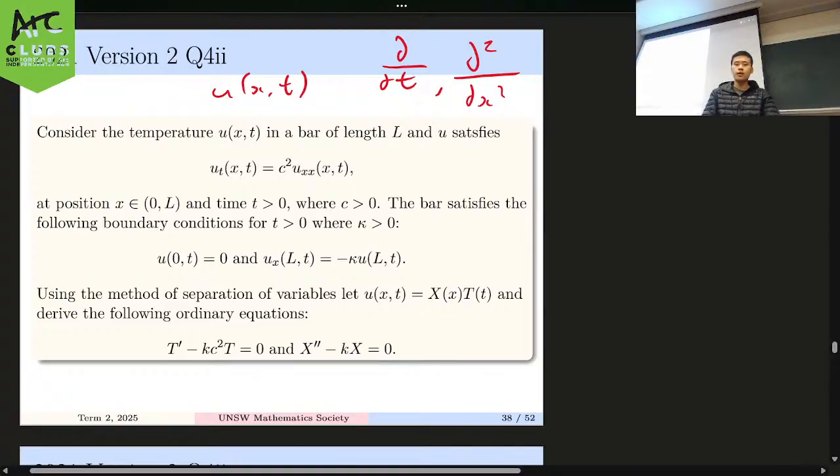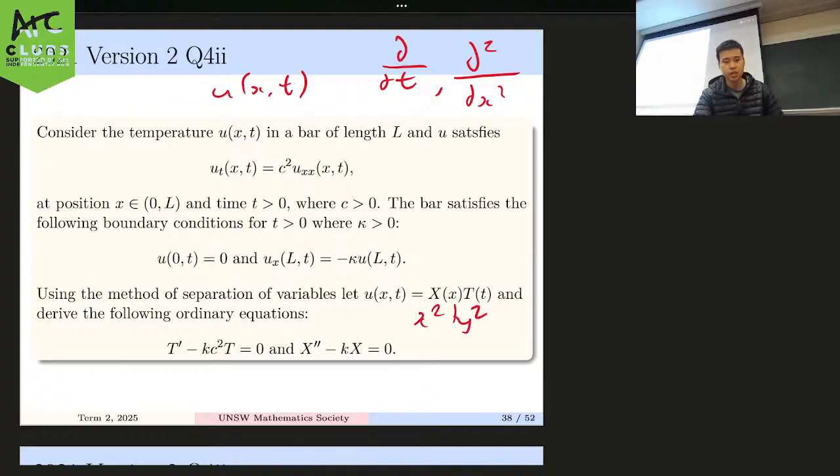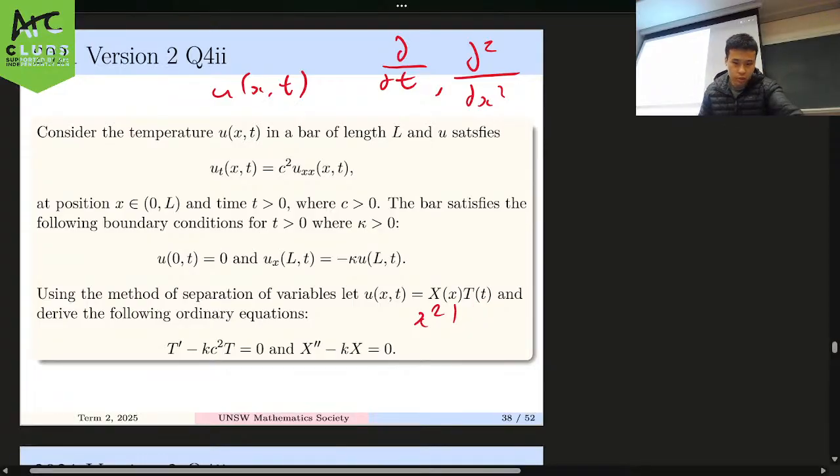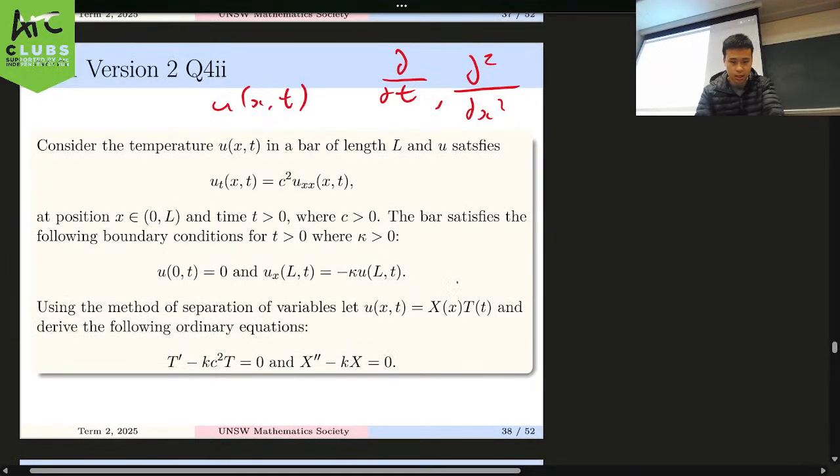We're going to assume that our function u is a product of a function X of x and a function T of t. You don't have something like this, because you can't write that as a product of a function of x purely and a function of t purely. So we think of it as a product. That's the whole purpose of separation of variables, separating these.